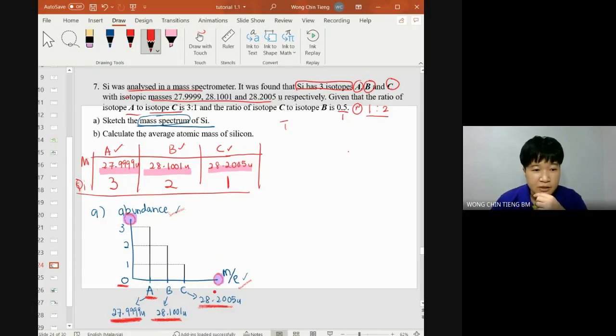Sekejap, kita balik kepada yang tu. Yang ni saya nak pesan sangat-sangat: mesti kena mula dengan lowest atomic mass. Yang ni yang selalu kamu akan buat salah.